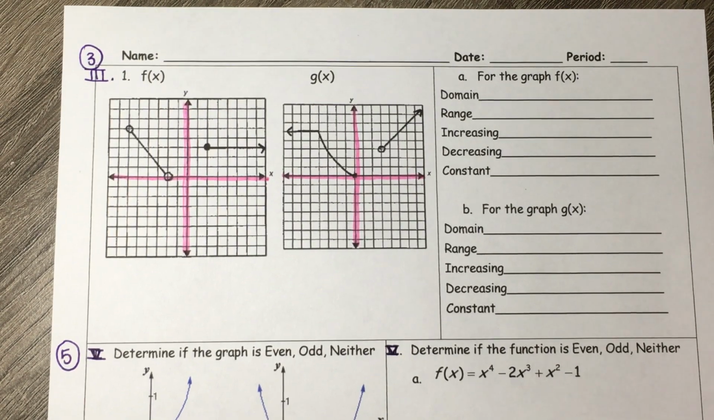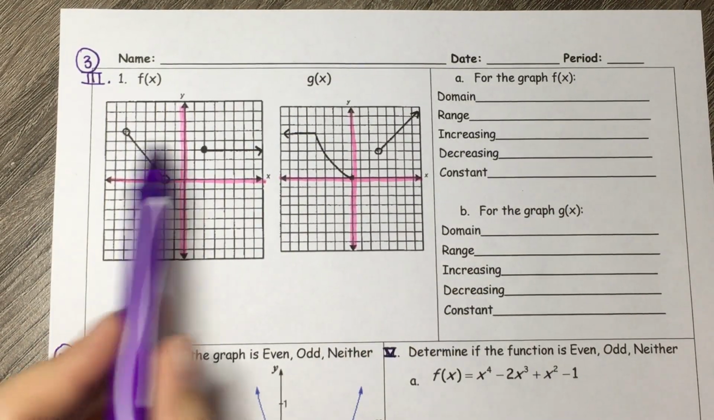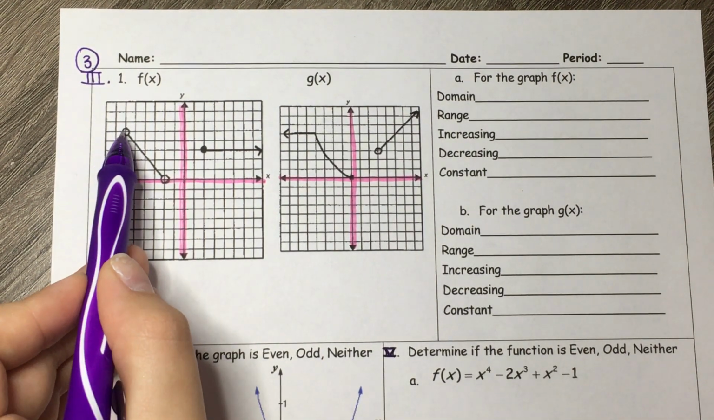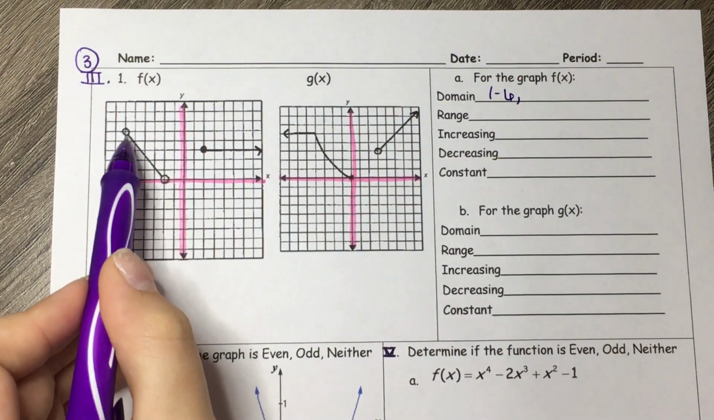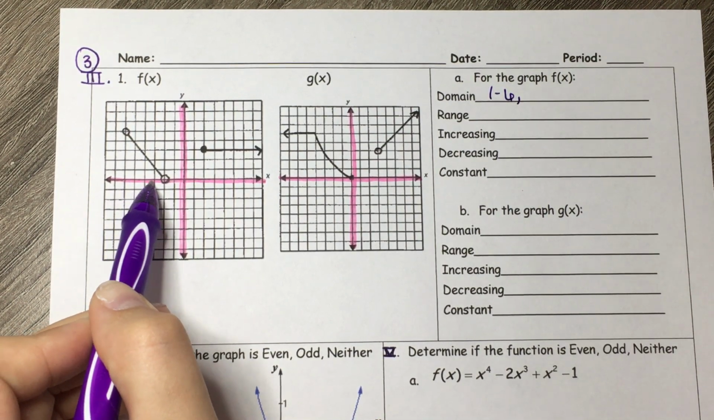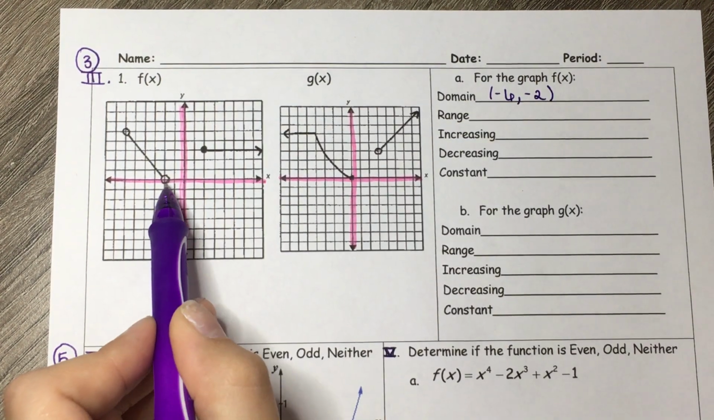All right, we're starting off with letter A here, looking at that f of x graph, and we're trying to figure out the domain. So we're going to start off with our lowest x value, and that's going to be here at -6. You can see it's an open circle, and we're defined from -6 all the way to when x is -2, and it's an open circle.